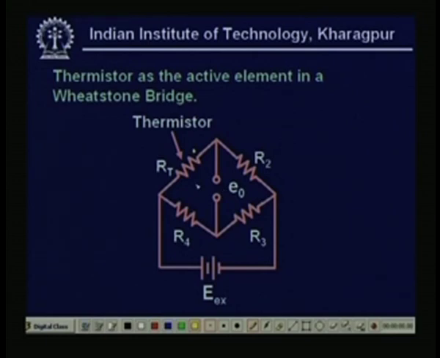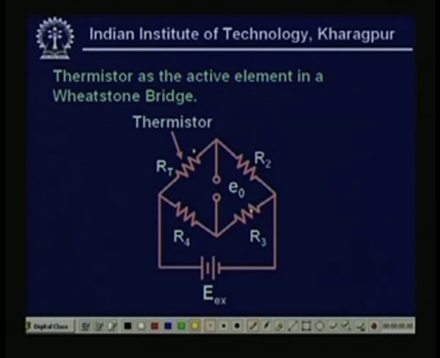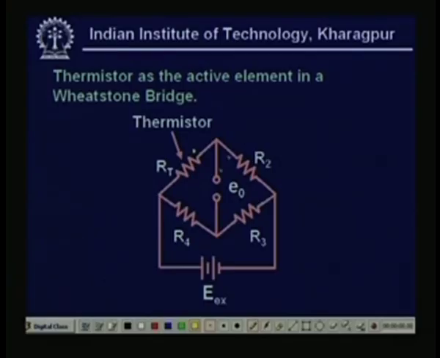Now if initially the bridge is balanced, then what will happen? Suppose RT, R2, R3, R4 are all the same, then the bridge will obviously be balanced at room temperature. Suppose there is a temperature change in RT, so obviously the resistance value of RT will change. If the resistance value of RT decreases, I will get an unbalanced voltage. Previously the unbalanced voltage was 0, now I will get some unbalanced voltage. That unbalanced voltage can be calibrated in terms of resistance change, and further in terms of temperature.